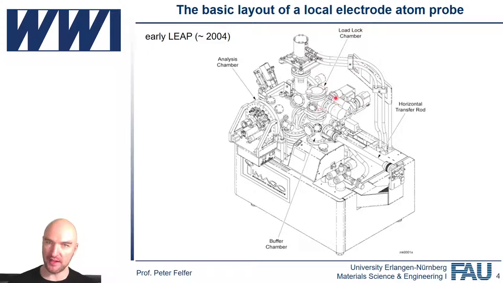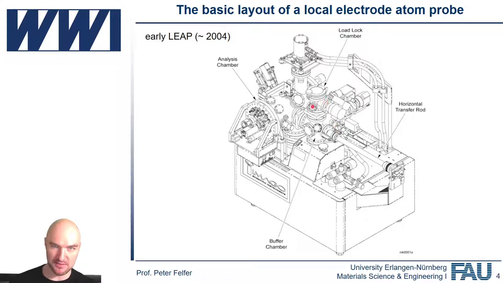So we have an air going system here, where we go down to maybe 10 to the minus 6, 10 to the minus 7, so not baked. We go into baking in the next step. And here we've got two chambers that are actually baked. And baking the load lock is pointless because you're going to open it anyway. On the LEAP, the configuration is that the load lock is on top and then you have the buffer chamber at the bottom. This is for space constraints.